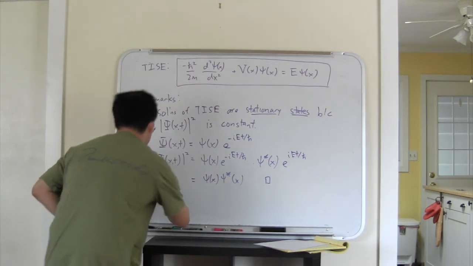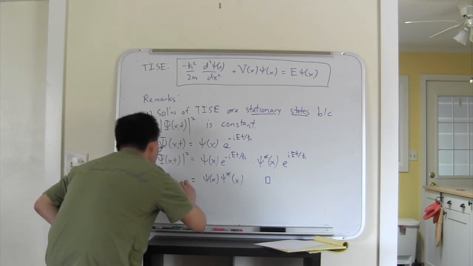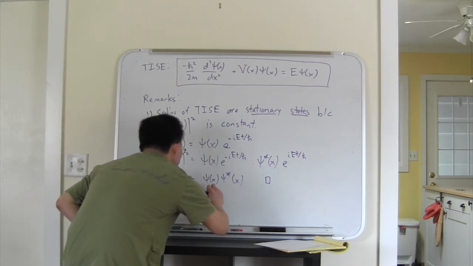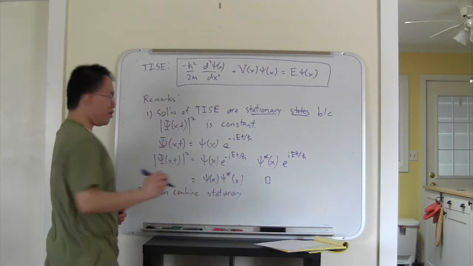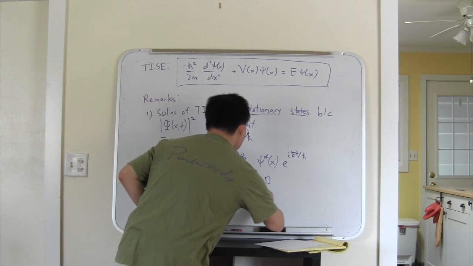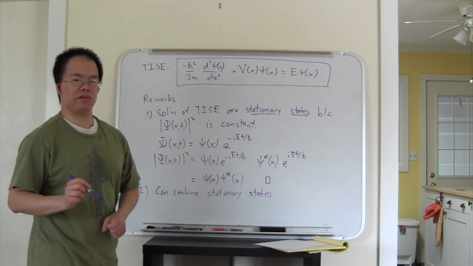So you can combine stationary states and still solve the Schrodinger equation.